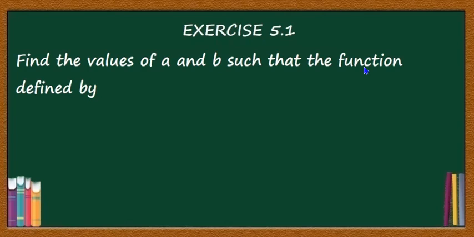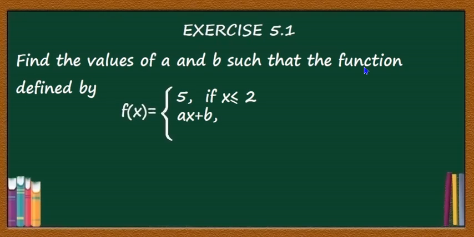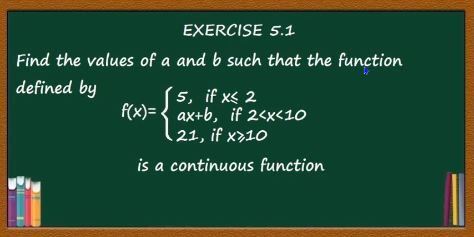Now see the next question. Find the values of a and b such that the function defined by f of x is equal to 5 if x is less than or equal to 2, ax plus b if 2 is less than x less than 10, and 21 if x is greater than or equal to 10, is a continuous function.